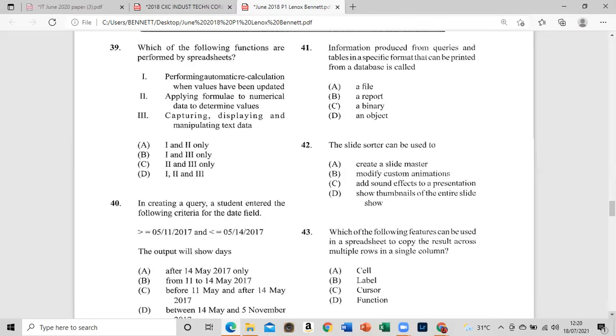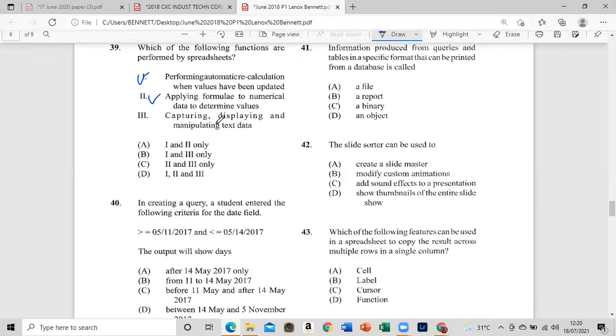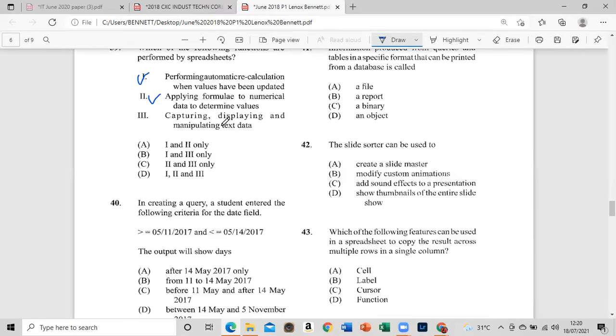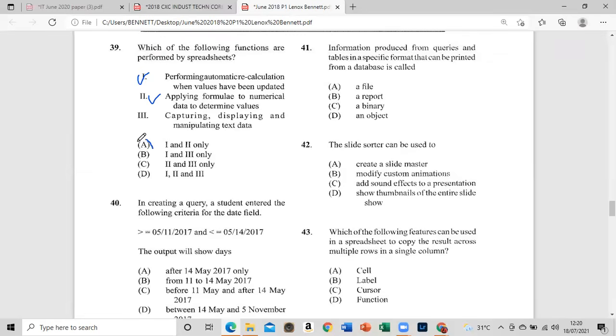So is it 1 or 2? Is it 2 and 3? 1 and 3, or 2 and 3, or is it all 3? What's the answer for that, guys? Just type in 39 and the letter. So performing 1 is definitely in it. Let's evaluate it. Applying formulae, yes, definitely. That is spreadsheet. Capturing, displaying and manipulating text data, no. So it's A. So 39 would be A.